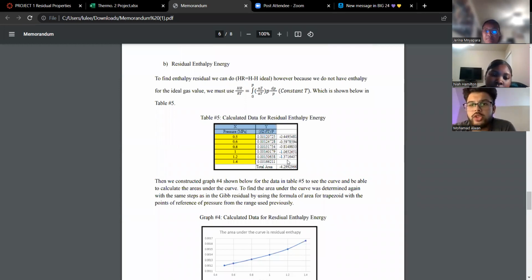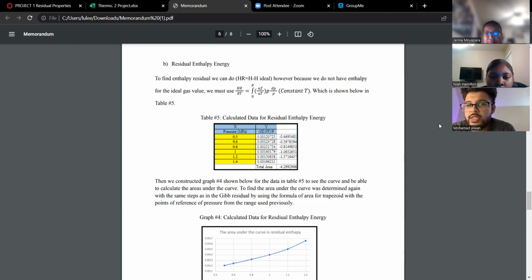Residual enthalpy energy. To find the residual enthalpy, we can do HR is equal to H minus H ideal. However, because we do not have the enthalpy for the ideal gas value, we must use the equation HR over RT is equal to the integral from P to 0 of partial Z over partial T at constant P, which is shown below in table number 5.